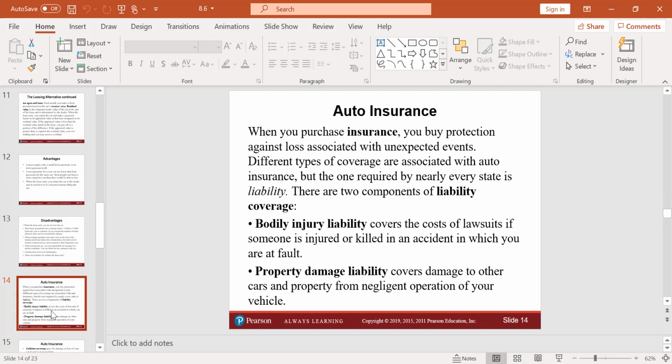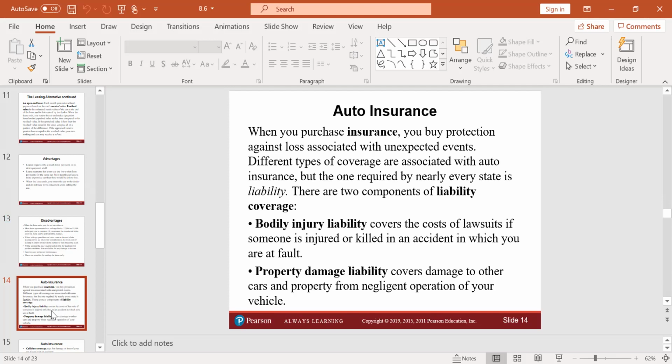Auto insurance. So all of us probably, if we're driving a car, we probably have insurance. If you're paying off your car, if you're still making payments on it, you better have insurance because that's the law. So no matter what, there's two or three different types of basic auto insurance.